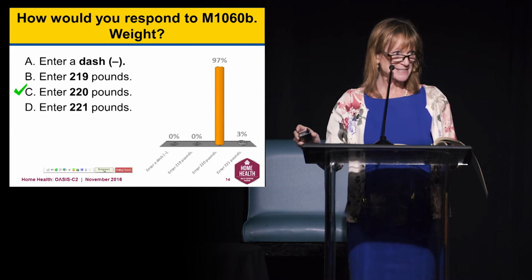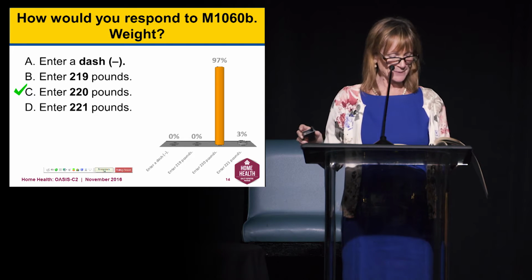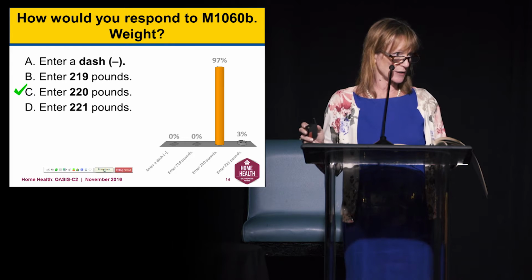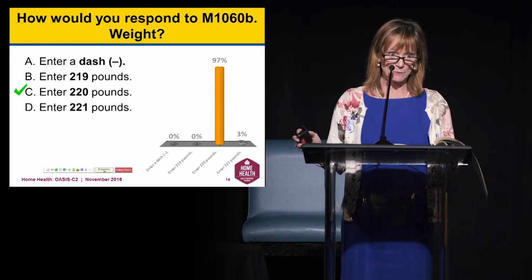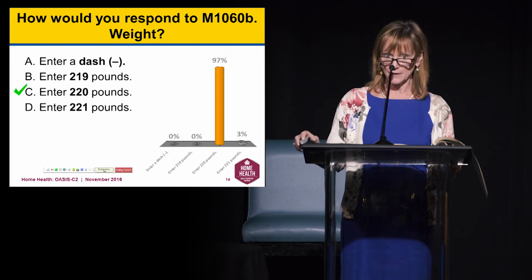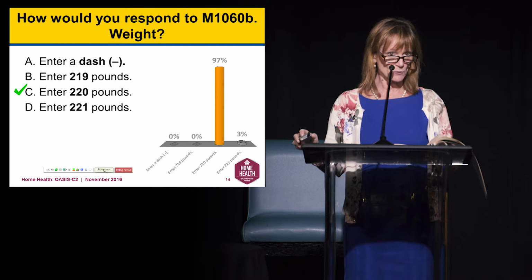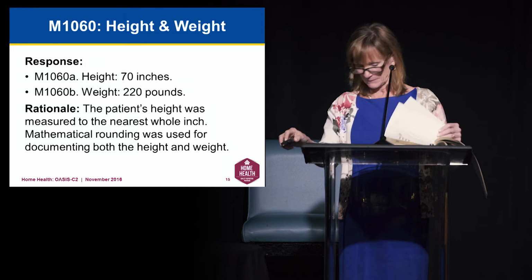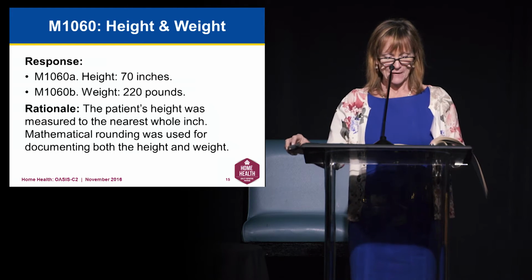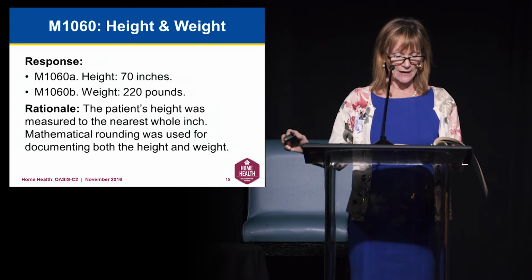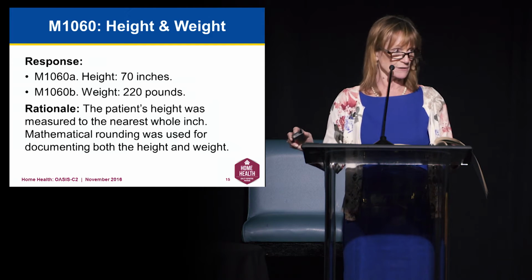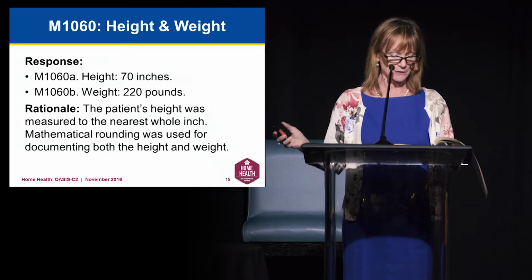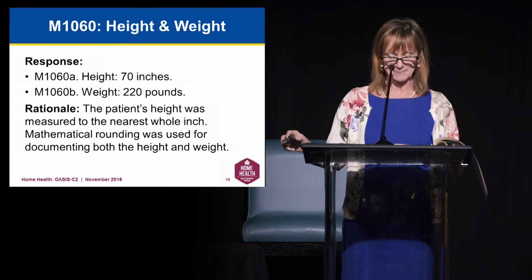So the correct answer was 220 pounds. Again, the weight for Mr. W was reported as 220.3. Because that was below the 0.4 mark, you would round down to 220 pounds. So great job. And the rationale here, as we just described, the patient's height was measured to the nearest whole inch, and mathematical rounding was used for documenting both the height and the weight.